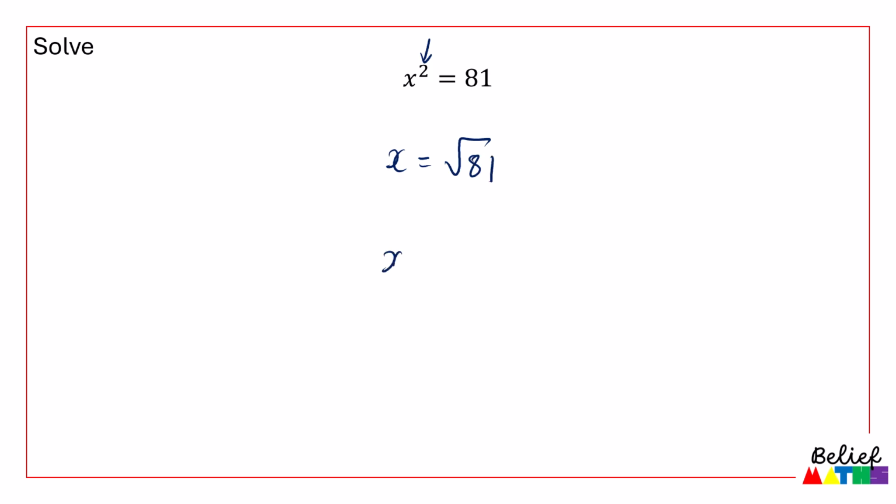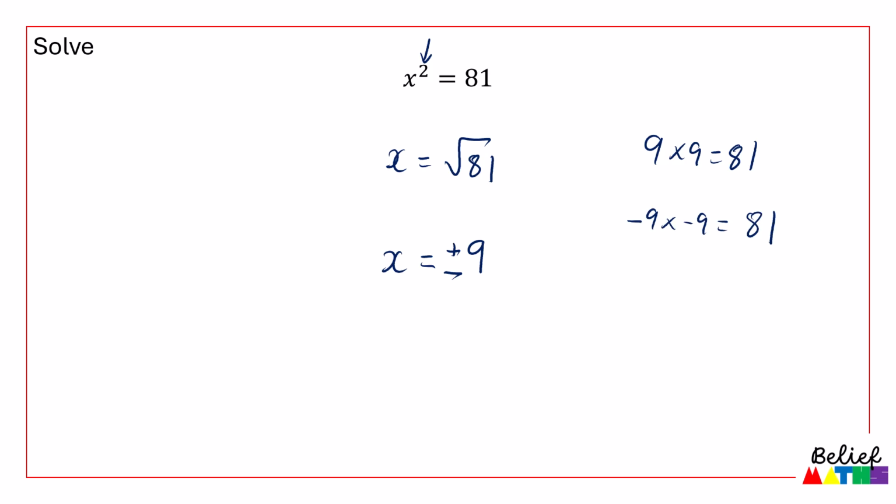So the square root of 81, most people say it's 9, finished, move on. That's not entirely correct. The correct answer is actually plus or minus 9. Why is that? Because 9 times 9 gives me 81, and minus 9 times minus 9 also gives me 81.